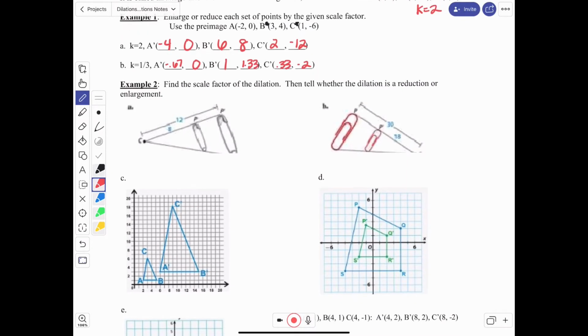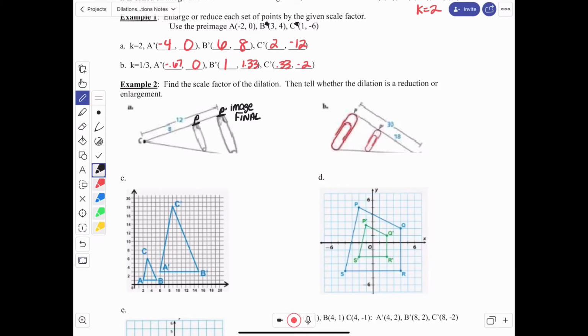Okay. So then finding the scale factor of the dilation and then telling whether it's an enlargement or reduction. So remember, like what we just looked at, when you look for the P prime, and I know it's a little fuzzy here, but right here where you see the P prime, that is the image, the final image. So here is P, this is P prime. So this is the pre-image, this is the image. That's the resulting image. So that is the end.